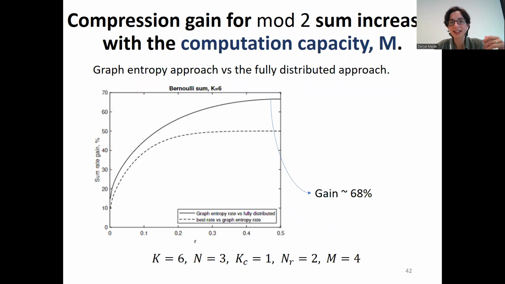And these gains increase when the capacity of the computation at the server increases. And the other curve denotes the comparison with the best possible rate, as if all the data were stored in a centralized location, which is not possible for us to achieve. So the graph entropy approach is clearly worse than that.